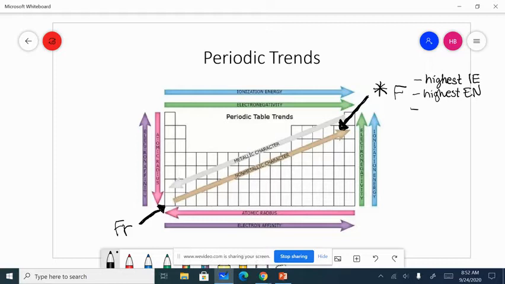He has the least metallic character, so he's most like a nonmetal. And he is also the smallest. And that's if we're ignoring the noble gases, because helium and hydrogen are actually smaller than him.